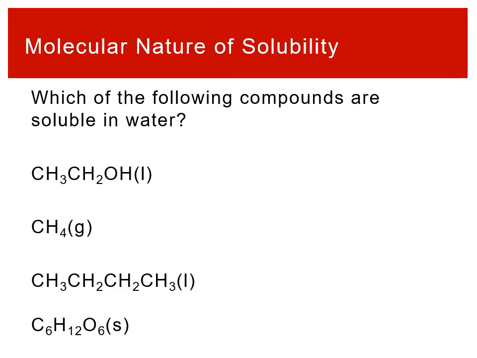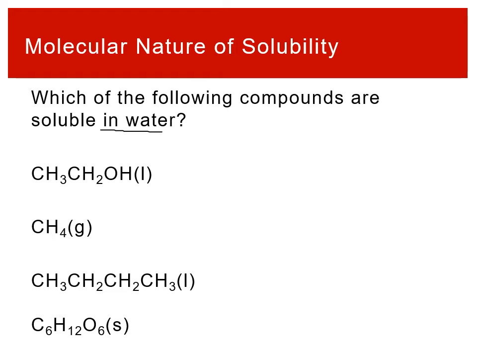So what we want to be able to do then is take a look at a molecular formula and make a prediction. Is this compound soluble in a given solvent? And in this case, I want to know if it's water. So I've got CH3CH2OH, CH4, CH3CH2CH2CH3, and C6H12O6. So ethanol, methane, butane, and glucose. So if I'm trying to figure out whether or not something is soluble in water.